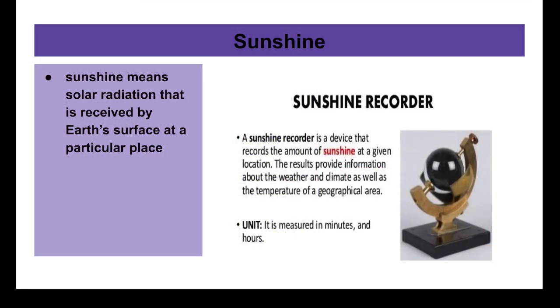Sunshine means solar radiation that is received by Earth's surface at a particular place and at a particular time. Sunshine recorder is a device that records the amount of sunshine at a given location. The results provide information about the weather and climate as well as the temperature of a geographical area. The unit is measured in minutes and hours.